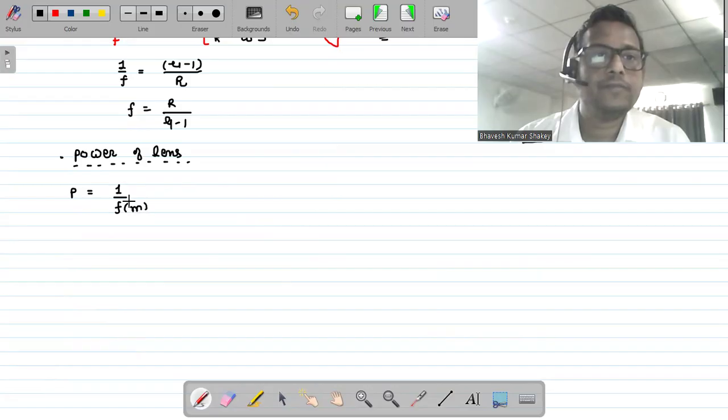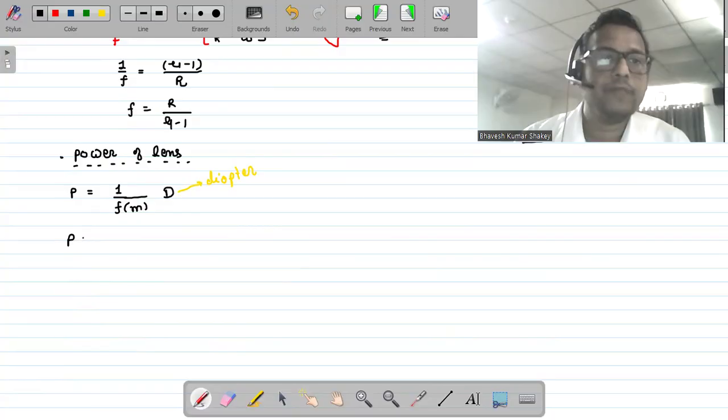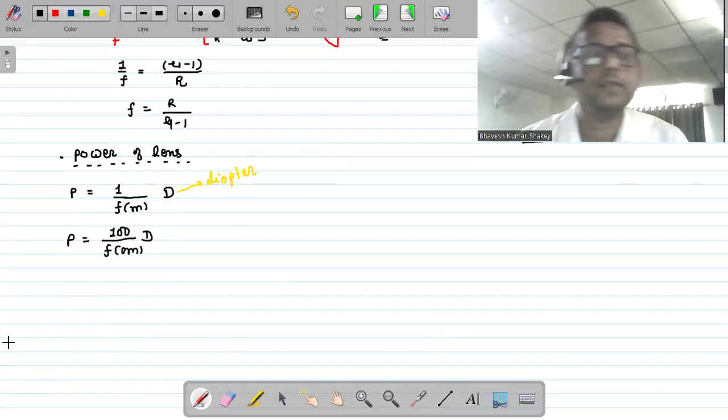If this f is in meters, the SI unit of power of lens is the diopter. So D is called diopter. Now, if this f is given in centimeters, and most of the time it is given in centimeters, you just multiply by 100, so you'll get the answer in diopter.